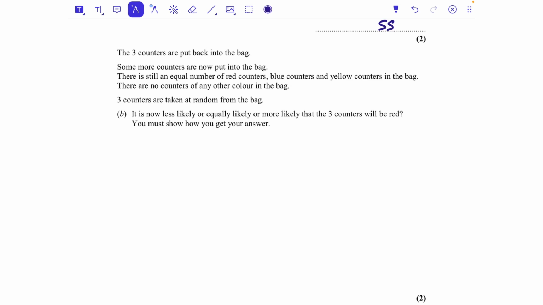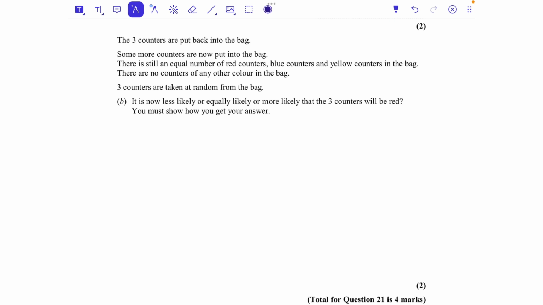Is it now less likely or equally likely or more likely that the 3 counters will be red? You must show how you get your answer. So let's just say that we add 1 counter of each colour. So instead of having 4 reds, 4 blue and 4 yellow, let's just say that we've now got 5 of each.